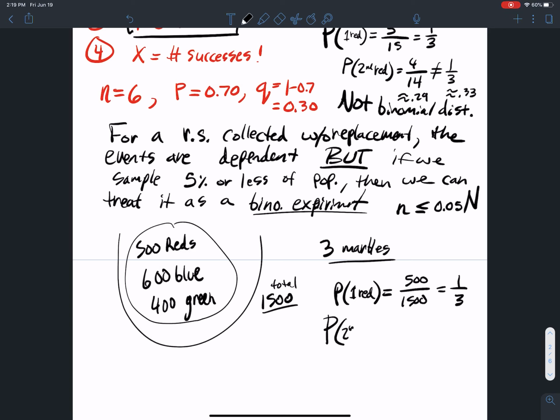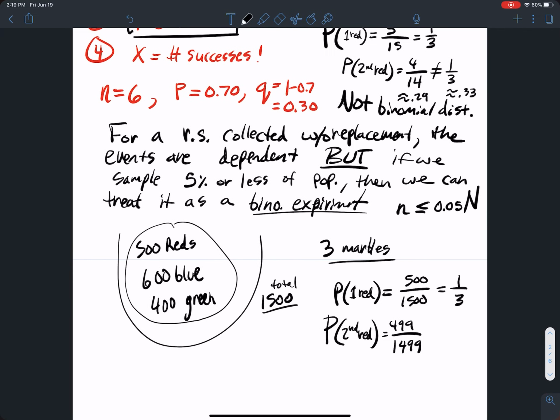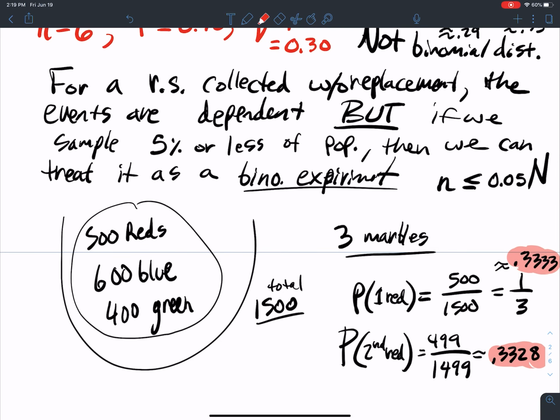But the probability of drawing that second red is equal to 499, because I took 1 red out, over 1,499, okay? Now, 499 divided by 1,499 is approximately 0.3328, whereas this is approximately 0.3333, right? So if you look at this, you see that those values are extremely close to one another, okay? Close enough so that even though they are technically different probabilities and technically don't satisfy the binomial experiment, we can actually pretend like it is a binomial experiment because it's 5% or less of the population.